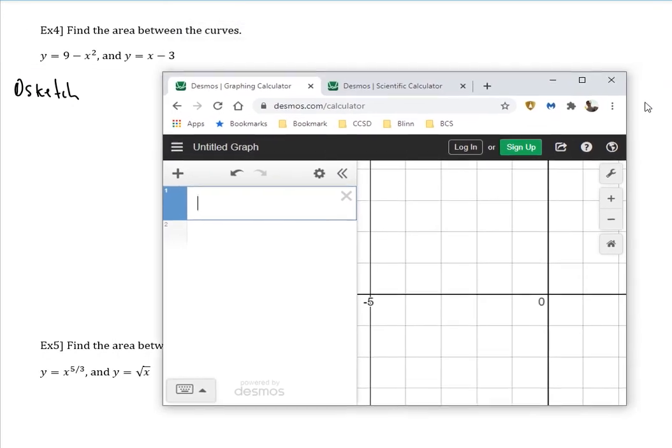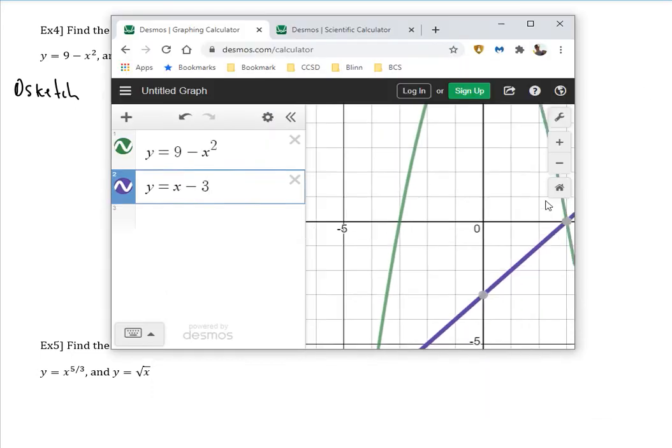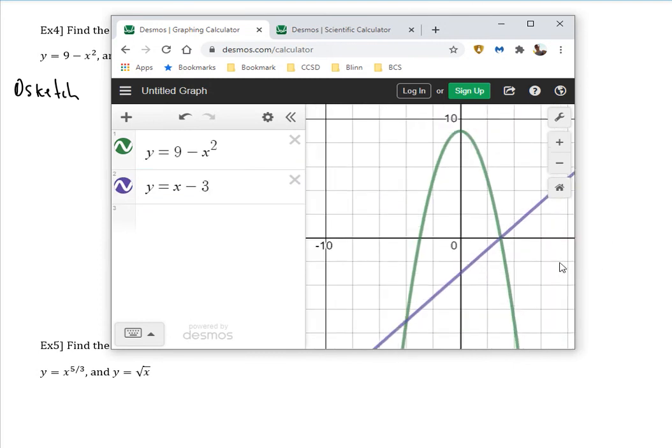Okay, so I'm going to sketch it. I'm going to use my calculator. So y equals 9 minus x squared. And then y equals x minus 3. Okay, and then let me zoom out so we can see it. Okay, so there it is.